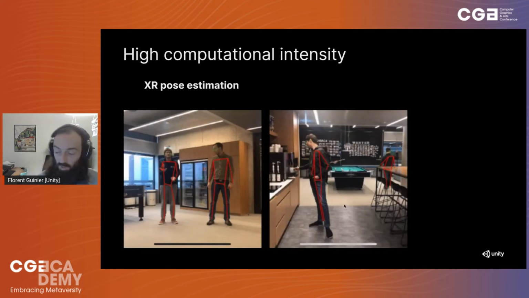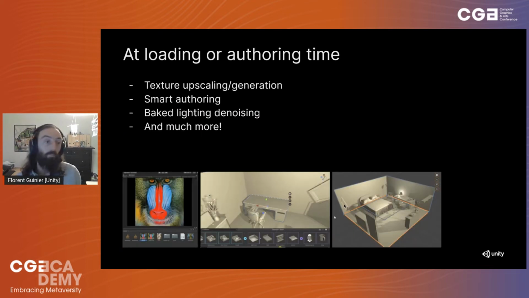XR pose estimation. Another example could be really useful in augmented reality. But that's not all. We spoke of real-time, meaning inference during the game, or whatever application it is. But what about authoring time? It's also really, really important. And actually, maybe there are even more use cases there.